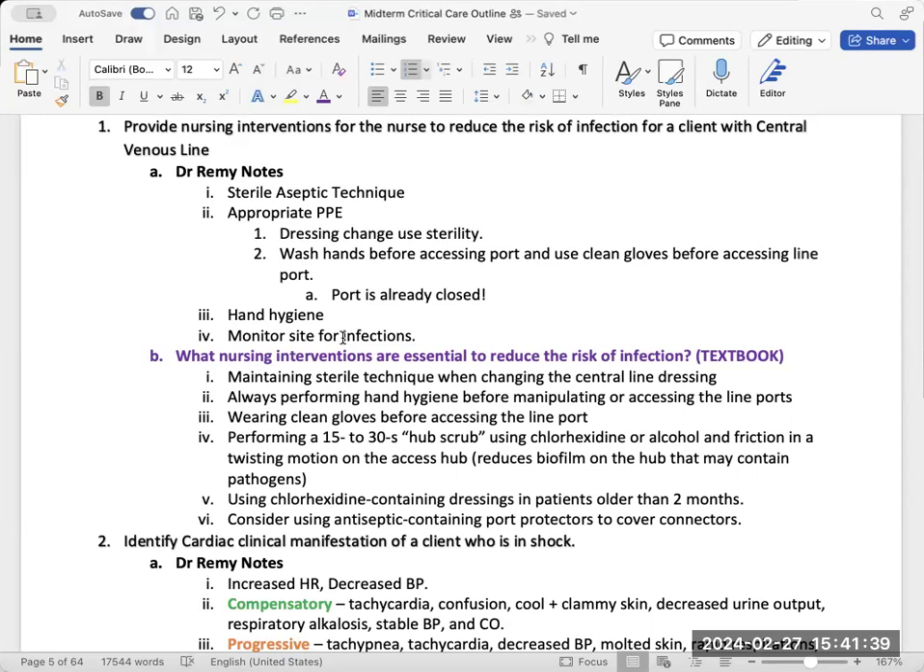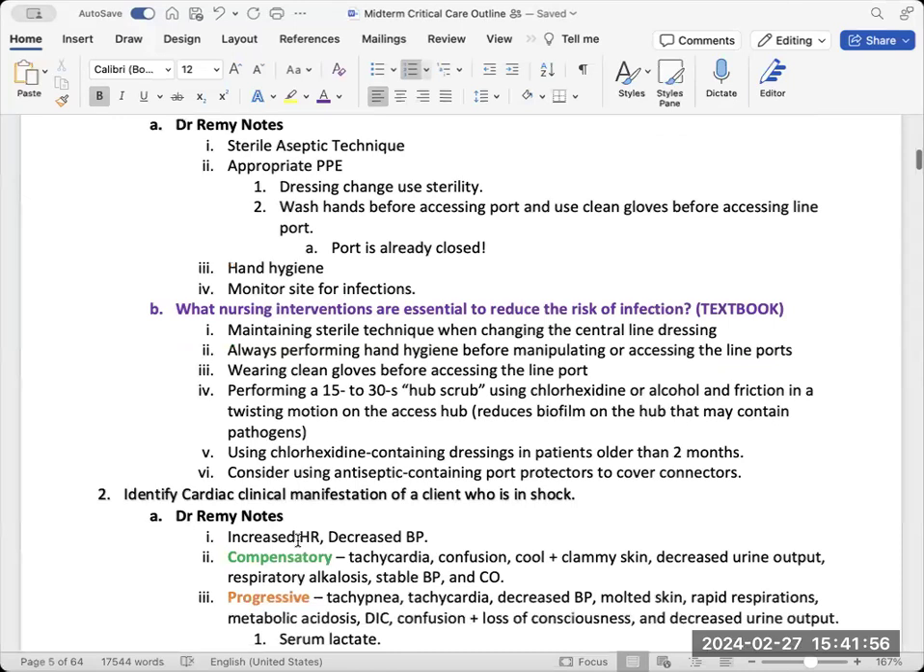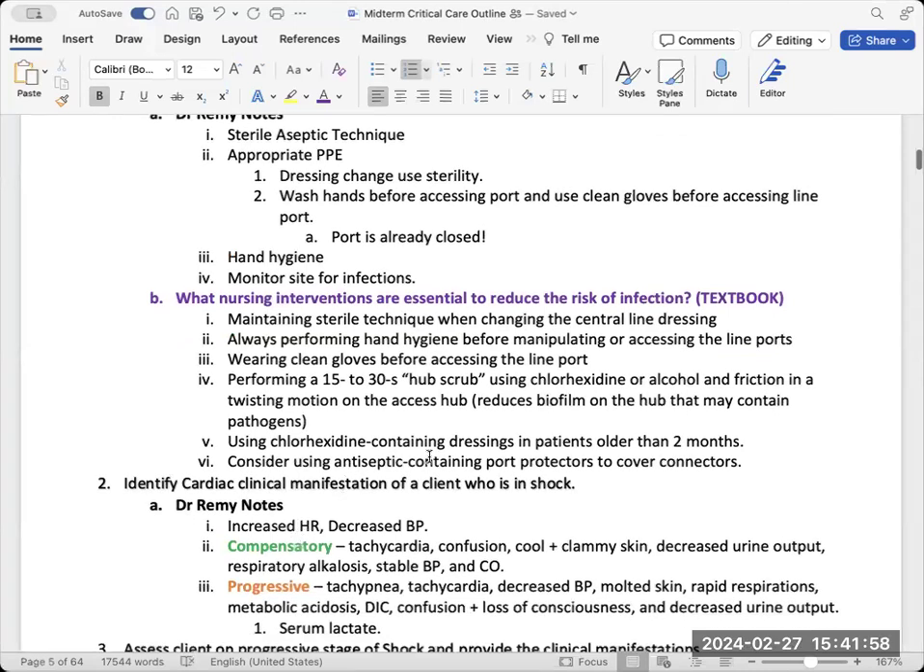So remember, sterility when doing dressing changes, always do hand hygiene before, and you could use clean gloves before accessing the line port. We want to do hub scrubs, which is 15 to 30 seconds with either alcohol or chlorhexidine. Other things said that you can consider antiseptic containing ports, which are like the little caps that are infused with alcohol or something to put onto the port as a cover, as well as using chlorhexidine containing dressings.